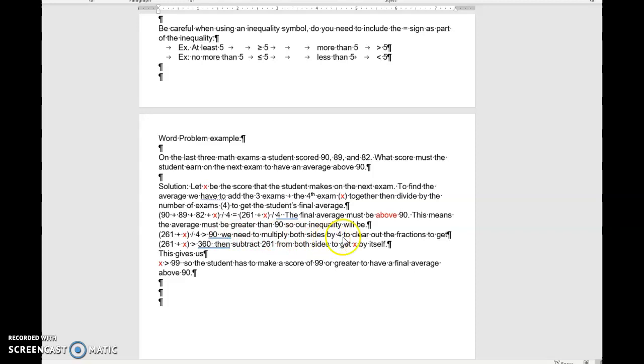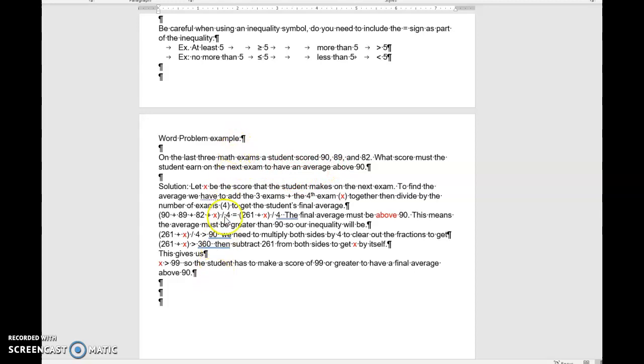What we need to do is multiply both sides by 4 to clear out the fraction. We're going to get this. So multiply everything on this side by 4. That means the denominator goes away, and I just have 261 plus x on top. That's got to be greater than, well, 4 times 90 is 360. Now I'm going to subtract 261 from both sides to get x by itself. I'm solving it just like it's an equation, even though it's an inequality. This is going to give us x has got to be greater than or equal to 99. So our student has to make a score of 99 or greater to have a final average above 90 after he completes his 4th exam.